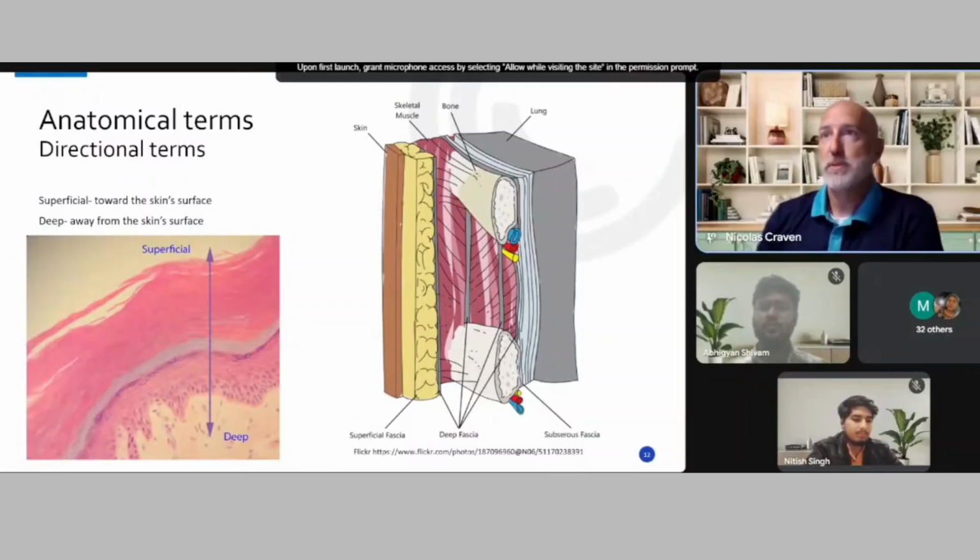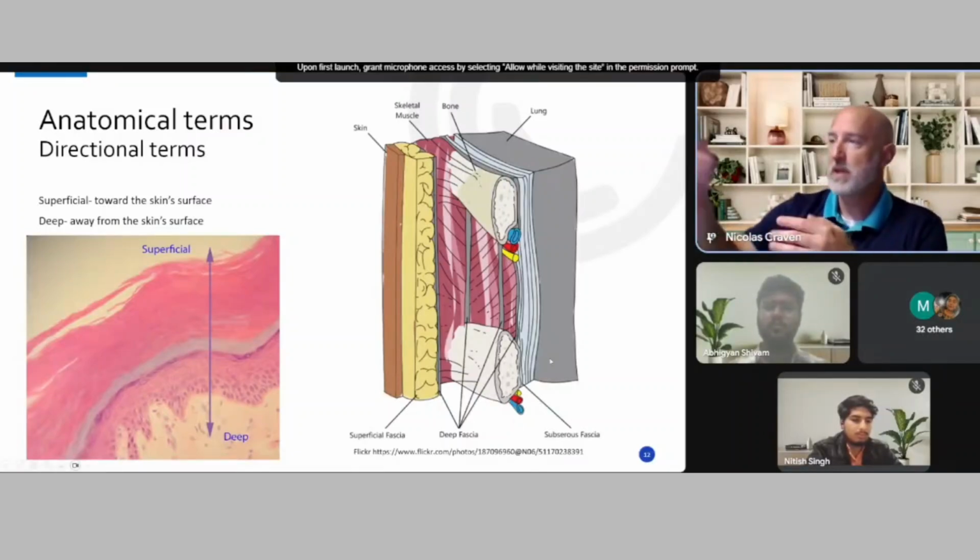A few more directional terms. We also like to use superficial and deep. Superficial means towards the skin surface. So as you're coming to your skin, that's superficial. Deep means within or away from your skin surface.